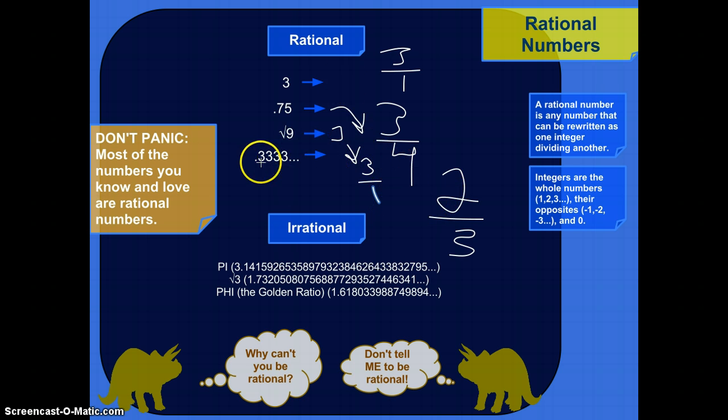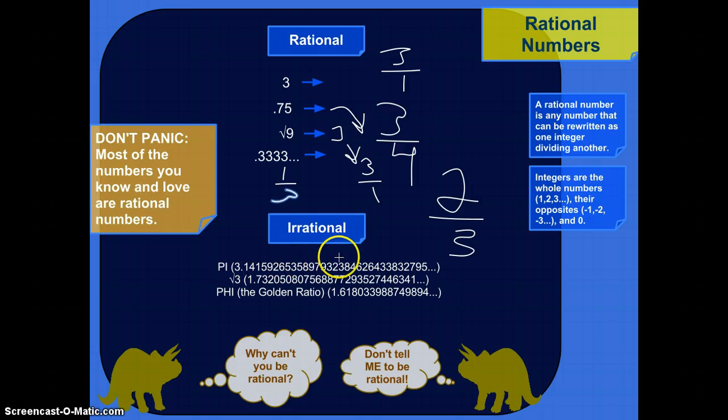What about 0.3333333 repeating? It just goes on forever. You might think irrational, but remember, that's the decimal form of 1/3. Simple rational number. Okay, some examples of irrational numbers are pi, 3.14, a bunch of stuff that goes on forever.